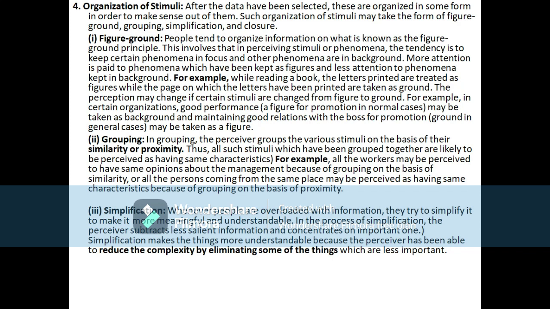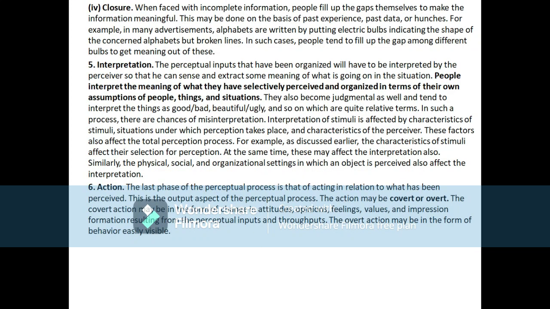Therefore here, he will try to simplify the information, so reducing the complexity by eliminating some of the things, in order to easily understand the concept. That is known as simplification.